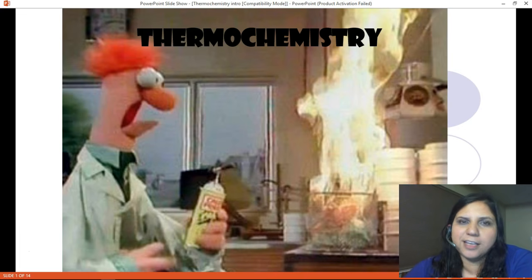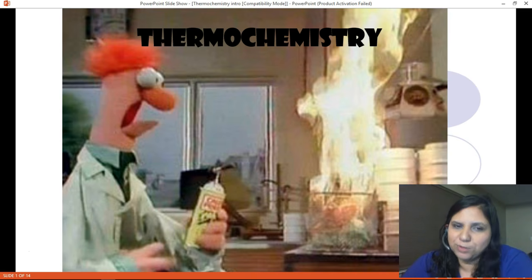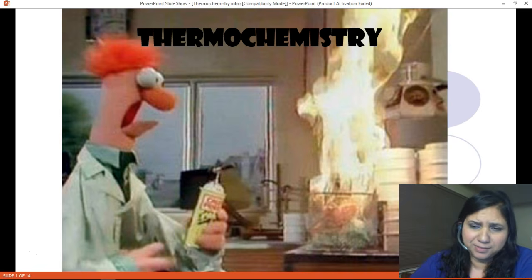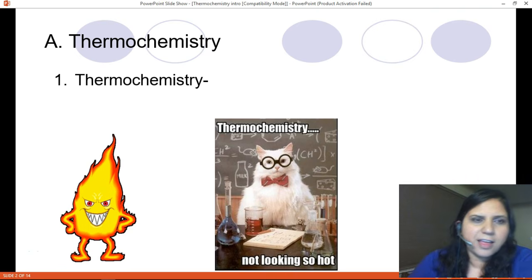This is Thompson here, and today we are on a new unit. We're working on thermochemistry. This is an introduction to thermochem. Here in this picture, you see my favorite Muppet. It's Beaker, and he's playing with fire. Dangerous.